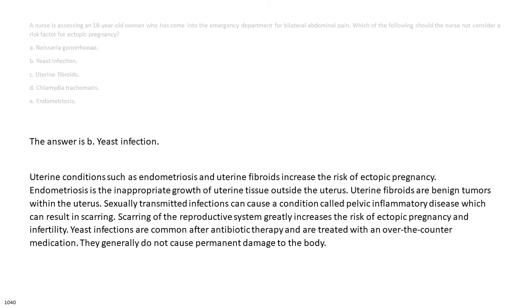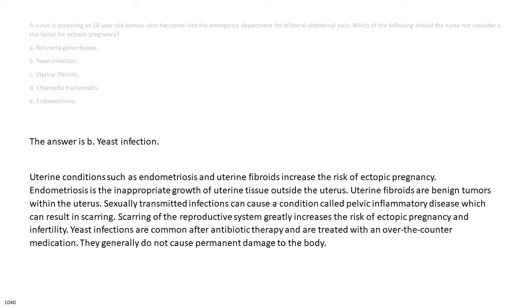The answer is B. Yeast infection. Uterine conditions such as endometriosis and uterine fibroids increase the risk of ectopic pregnancy. Endometriosis is the inappropriate growth of uterine tissue outside the uterus. Uterine fibroids are benign tumors within the uterus.